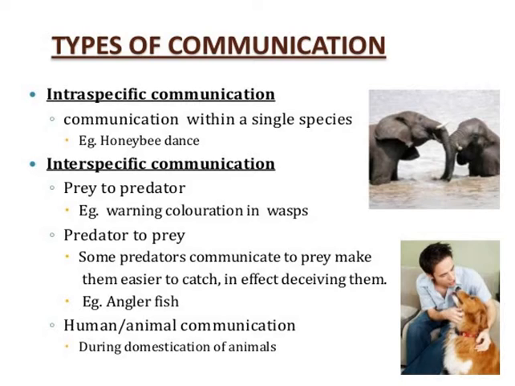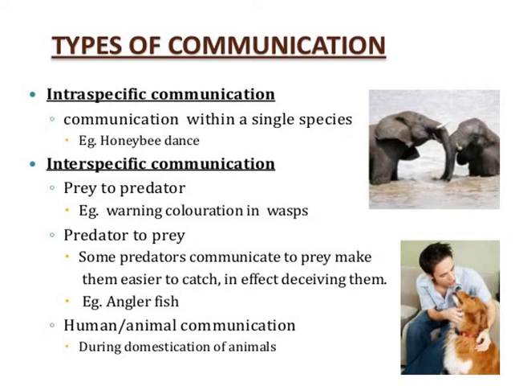Interspecific communications, prey to predator communications. For example, warning coloration in wasp gives a warning message to the predator that it is poisonous, and predator shouldn't capture this wasp or insect to eat it up. Predator to prey communications. Some predators communicate to prey to make them easier to catch, it is effective to deceive them. For example, anglerfish deceive the other fishes to catch them.